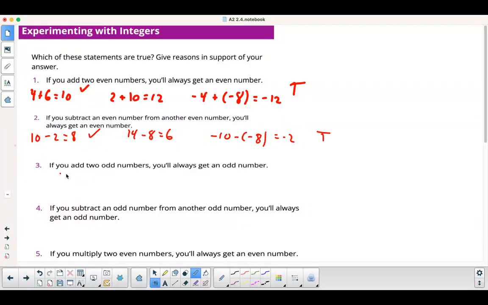If you add two odd numbers, so 3 plus 5, that gives me an even. So this is what's called a counterexample. We only need to find one that does not work. If I find one that it's not true for, then I can say that this is false. Subtract an odd number from another odd number, you always get an odd. 11 minus 3 equals 8. So that's a counterexample, so that's false.